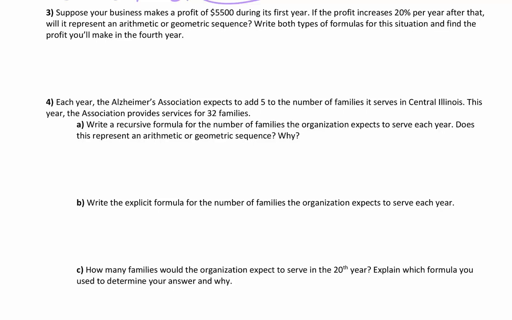One hint that I have for you, if you are going to circle one of these two options, is that things that deal with percent are not always, but they are mostly going to be geometric. Okay? Things that deal with business grow at rates where you need to be multiplying, and multiplying is a geometric idea. So we're going to write both types of formulas in this situation, and we're going to find the profit that we would make in the fourth year. So when it says both types of formulas, I'm talking about the recursive formula as well as the explicit formula. So we'll need those over here.